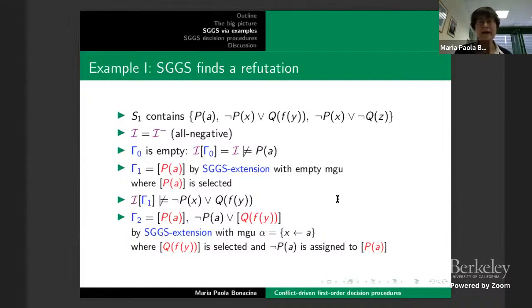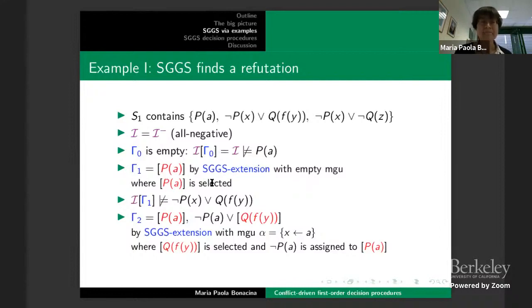So what SDGs does, it performs an SDGs extension step, which puts P(a) on the trail, and P(a) is selected. You see it is in brackets and it is red, because it's the only literal in the clause, and therefore we have no choice but to choose this literal. However, SDGs has a preference for selecting the positive literals when the guiding interpretation is all negative, and the negative literals when the guiding interpretation is all positive.